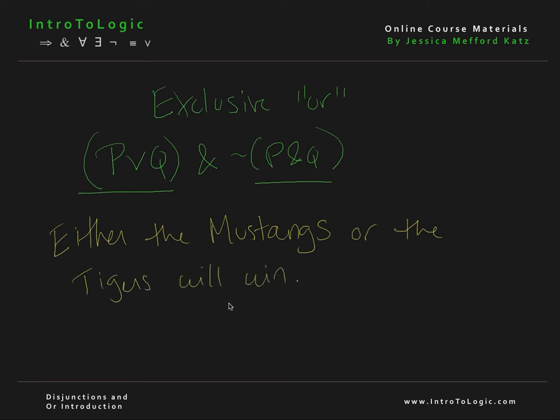Now this is a good example of an exclusive or sentence, because either the Mustangs or the Tigers will win, but clearly not both the Mustangs and the Tigers will win. In order to win, only one team can win. You can't have both teams if there's to be a winner. It's one way of putting it. So this is a good example of the exclusive or.